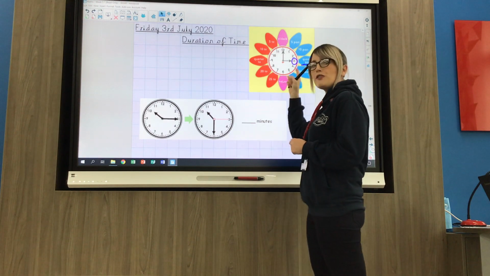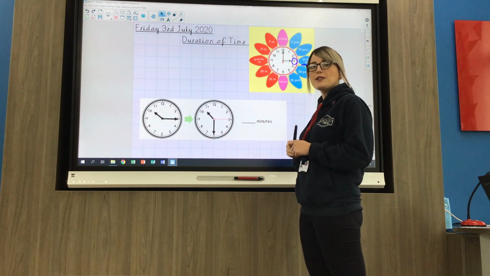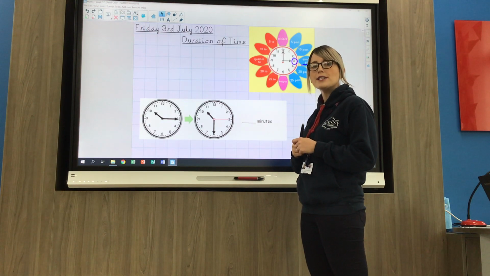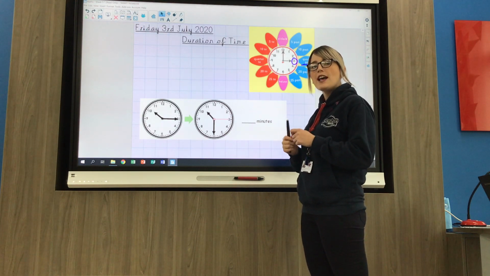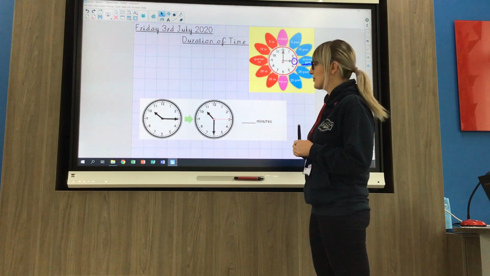Now, you've not got this picture on your sheets today, but it will help you. So what you can do is flip back through your booklet, rip out one of the pages and put this picture next to you to help you with today's work.